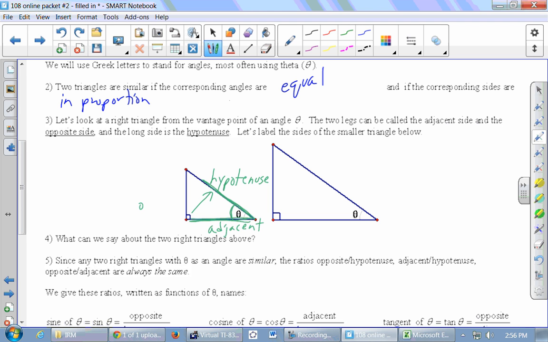And that leaves only the word opposite, so we'll fill it in on this vertical side here, but hopefully that kind of makes sense that we call it opposite because it's so far away from the angle itself. So the opposite side is the one that's way over there.